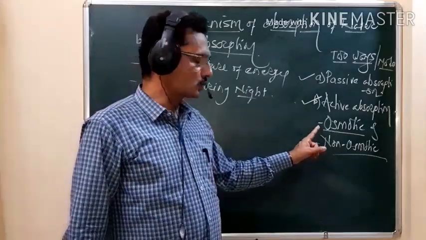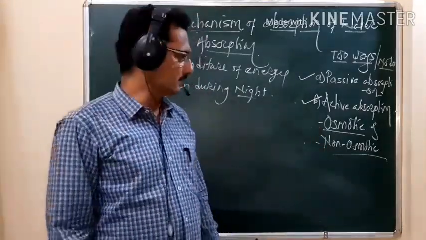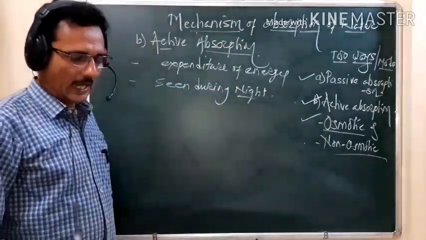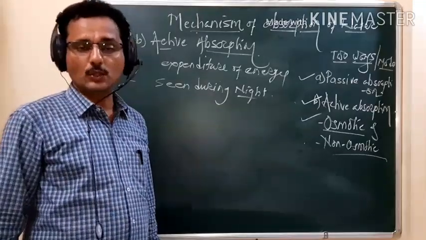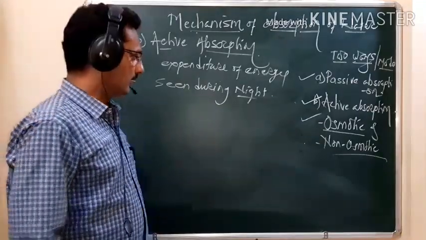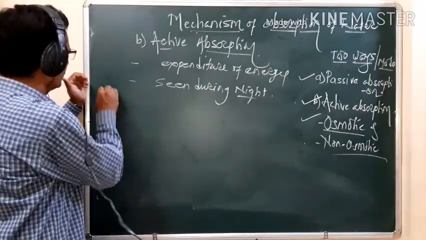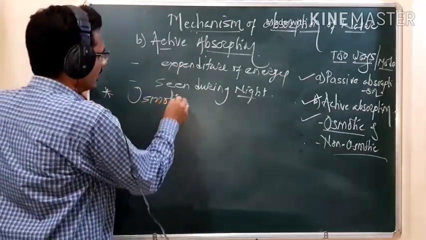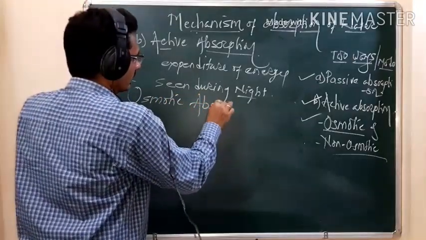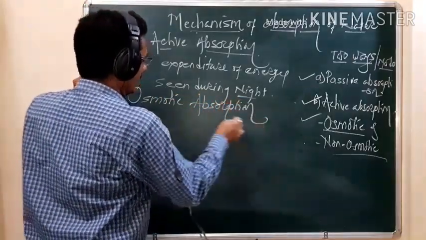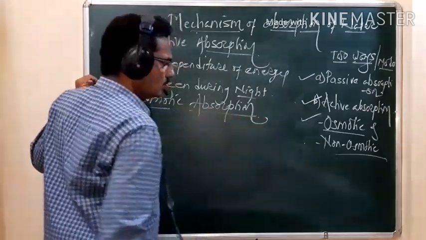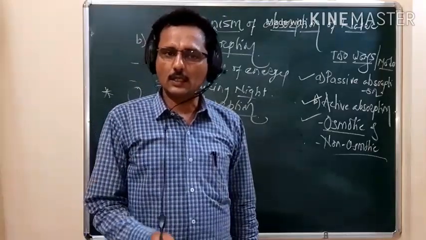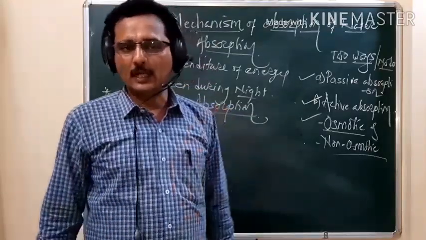The first one is the osmotic absorption. So what is that, the osmotic absorption? The first type of absorption is the osmotic absorption. Such a type of osmotic absorption is seen in the plant body.